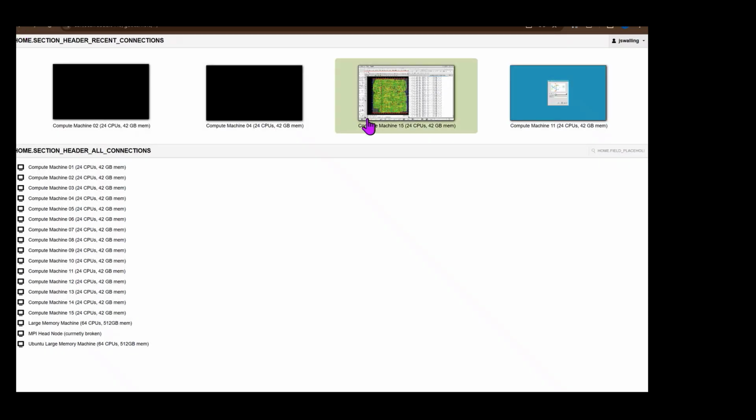I do apologize for our clusters. We're working to replace them. Sometimes this will connect and sometimes it won't.